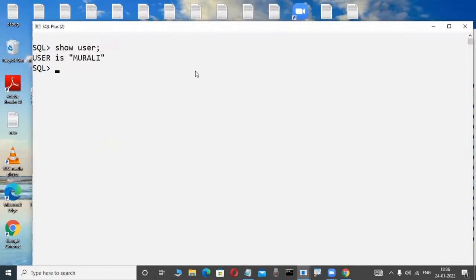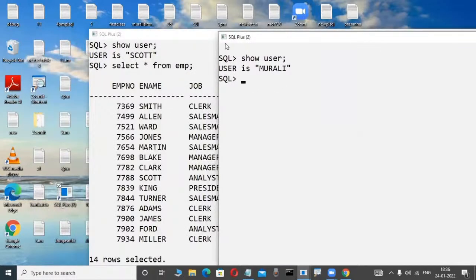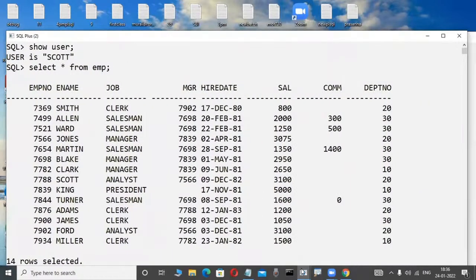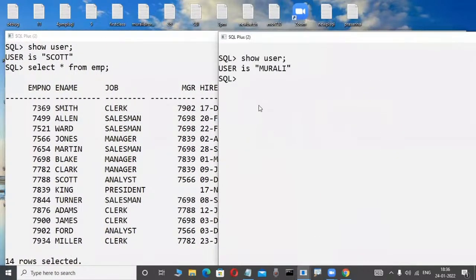Another employee, Murali, is there. Observe slowly here. One employee, Scott, is there, and another employee, Murali, is there, for example. Two employees are there in a company, for example in a database project, a relational data model product, either Oracle, SQL Server, or anything.